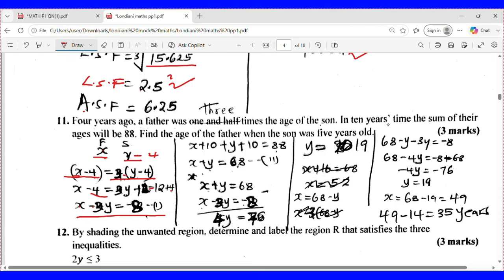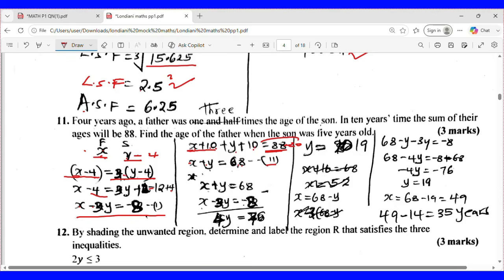You come here again. In 10 years time, today the father is x and the son is y. So in 10 years time, the father will be x plus 10, and the son will be y plus 10. When you add, the sum of the ages is going to be 68. So x plus y is equal to 68 minus 20. Where did 68 come from? 10 plus 10 is 20, and when it crosses over it becomes minus 20. So that's our equation 2.